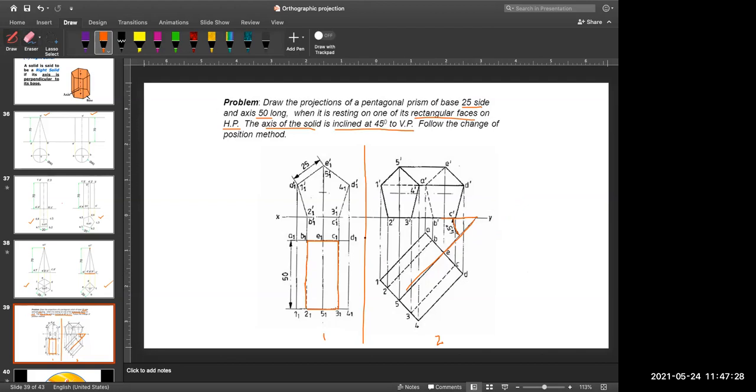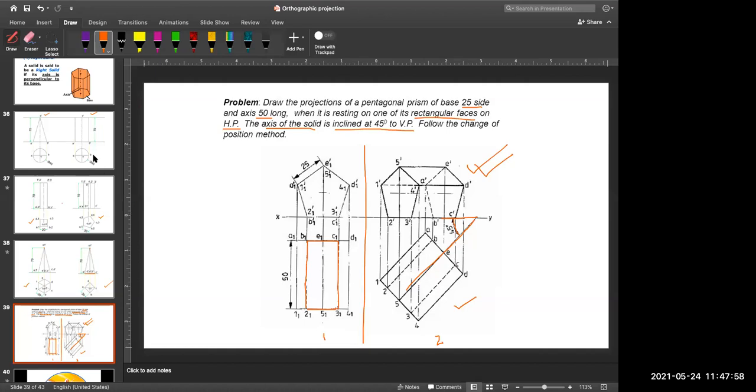Here what we did, we have drawn the object in simple position, and then we have rotated this component by an angle of 45 degree. Once you do this, thereafter we need to draw the projection to get the 3D view of this pentagonal prism. When we do this problem, I will elaborate this in detail.